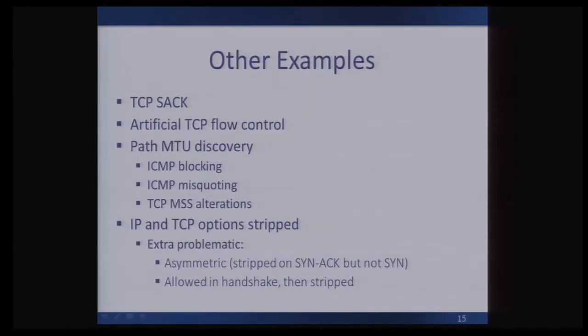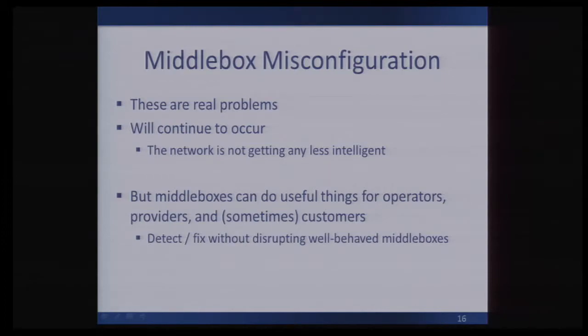So there are some other examples. ECN and window scaling are just two in a sea of IP and TCP functionality that can get disrupted by middle boxes at one time or another. There are other issues we've seen, such as TCP selective acknowledgments, artificial flow control using the receive window, and then a whole bunch of stuff in the IP and TCP option space. But the high-level takeaway from all this is that these are real problems. They're going to continue to occur. The network's not getting any less intelligent.